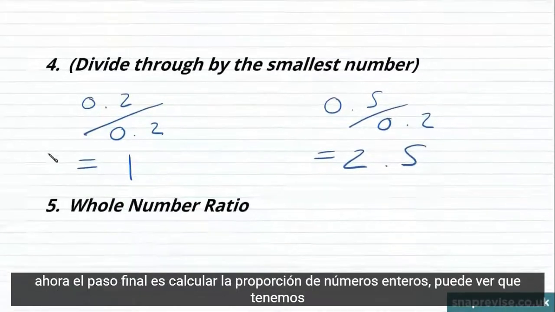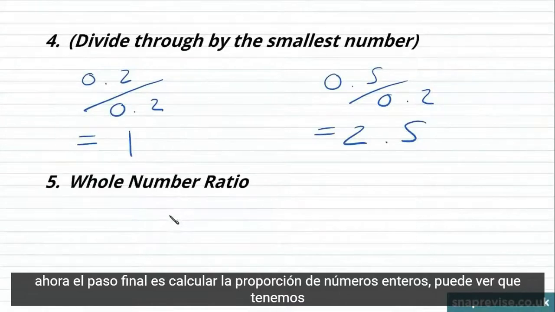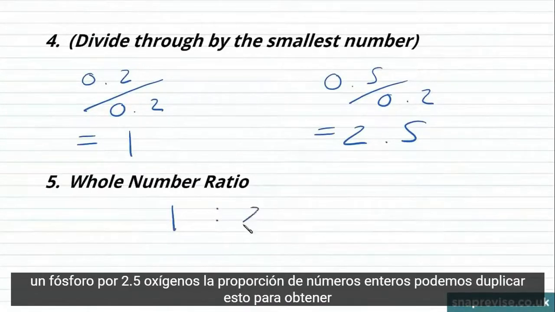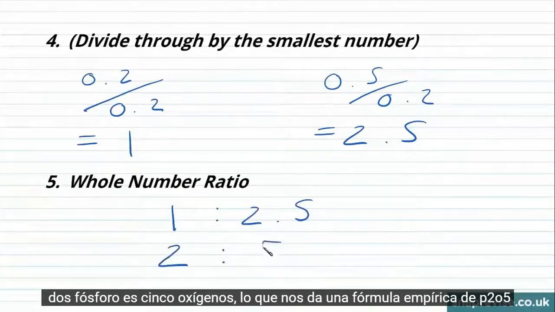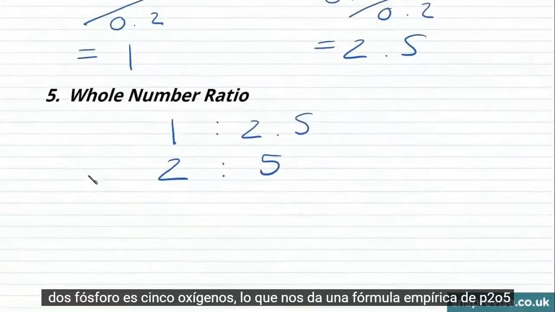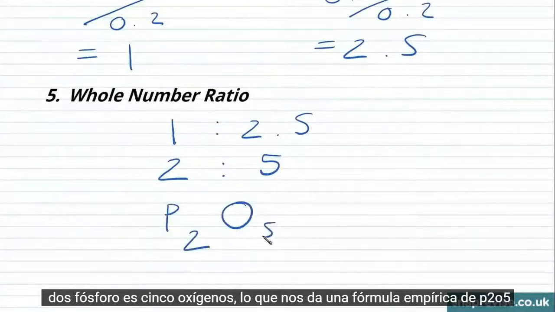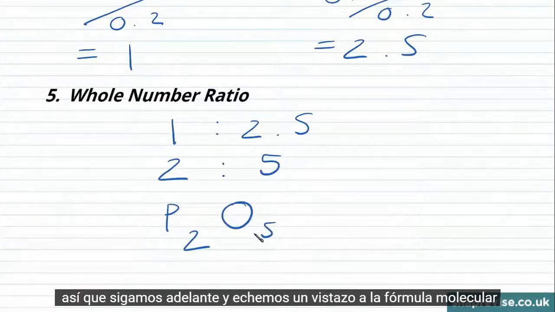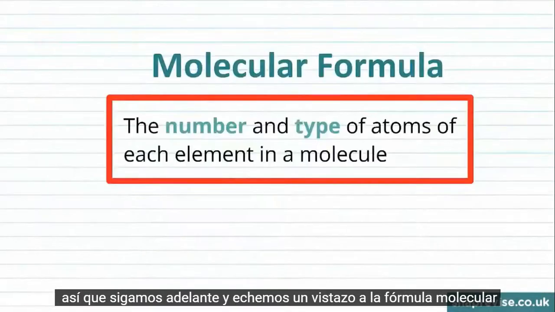Now the final step is to work out the whole number ratio. You can see we've got 1 phosphorus to 2.5 oxygens. For the whole number ratio, we can double this to get 2 phosphoruses to 5 oxygens, giving us an empirical formula of P2O5. So let's go ahead and have a look at the molecular formula.